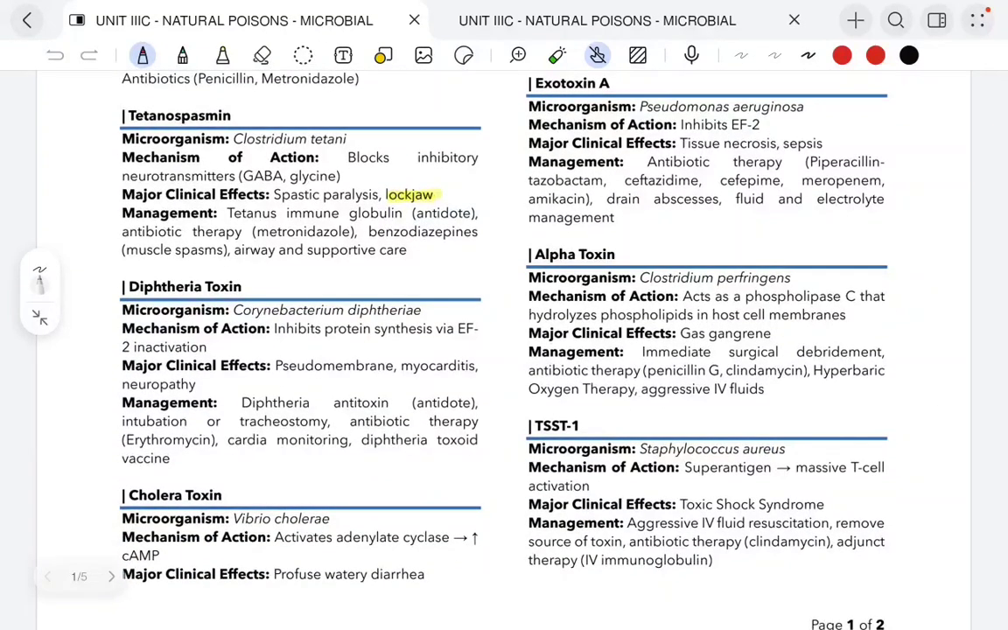So it is produced by your Corynebacterium diphtheriae, and its mechanism of action is that it inhibits protein synthesis via EF2 inactivation. So when you say EF, that refers to your elongation factor 2. So our diphtheria toxin inhibits the protein synthesis by inactivating this EF2. So major clinical effects, so we have pseudomembrane, we have your myocarditis, and we have your neuropathy.